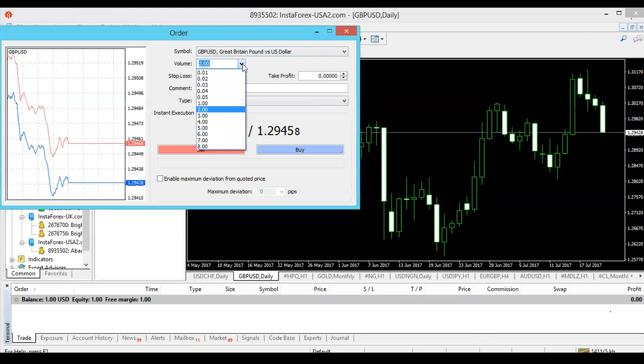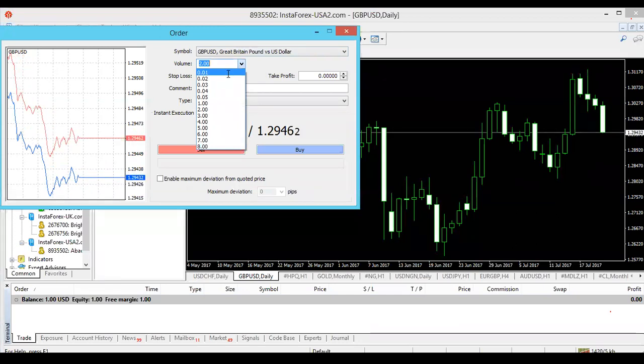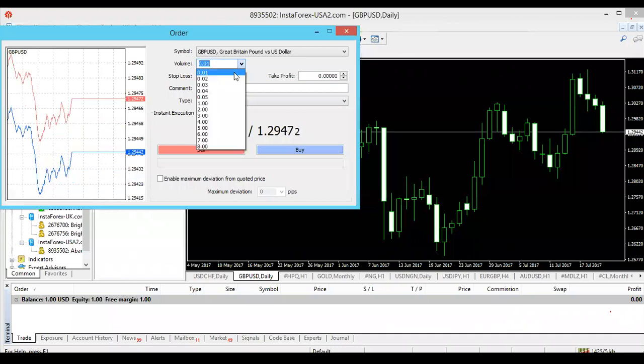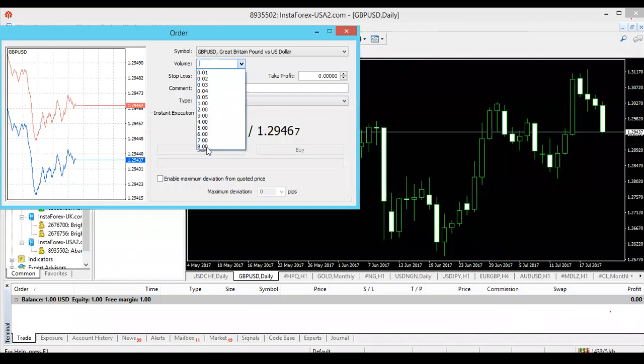Each broker has their own different parameters of how their lot size runs. Like with Interforex, our minimum volume is 0.01. This 0.01 lot is the minimum. Following it is 0.02, 0.03, and so on, up to 8 points. You can even type your own value by yourself, maybe 40, 200.